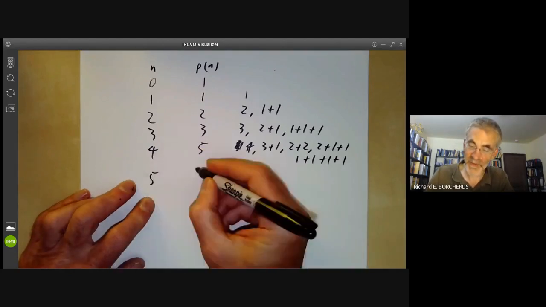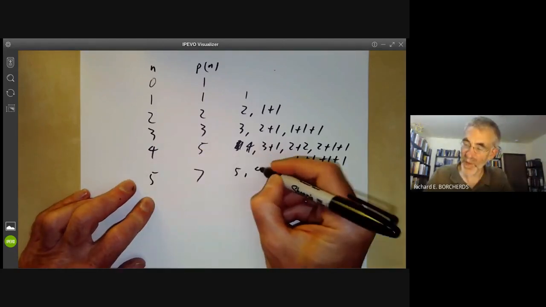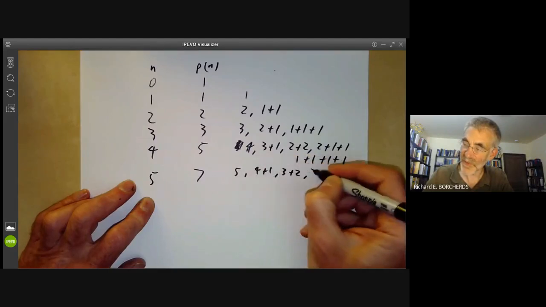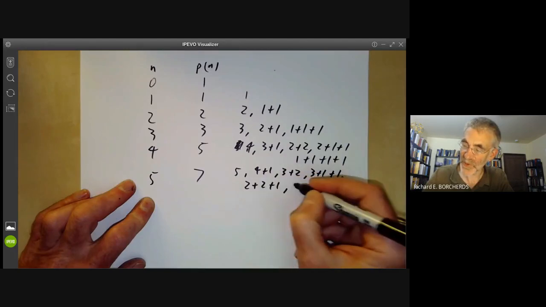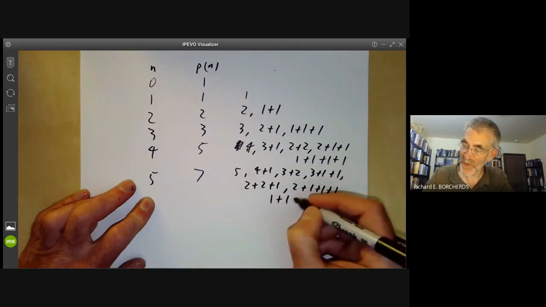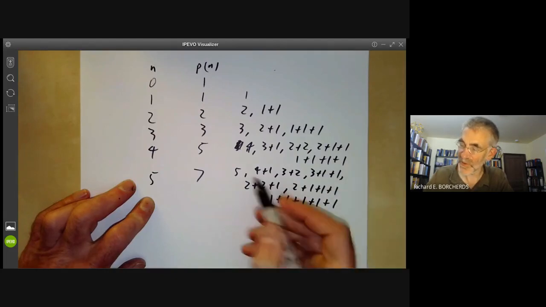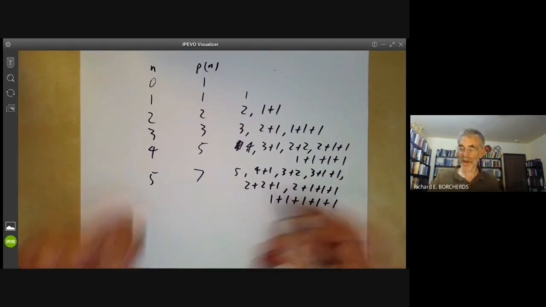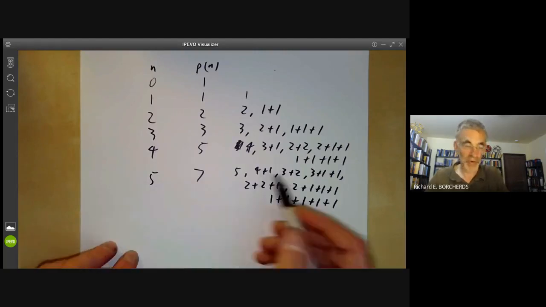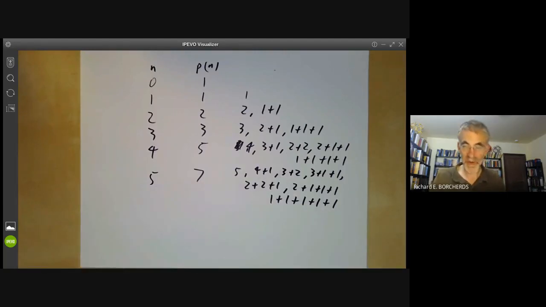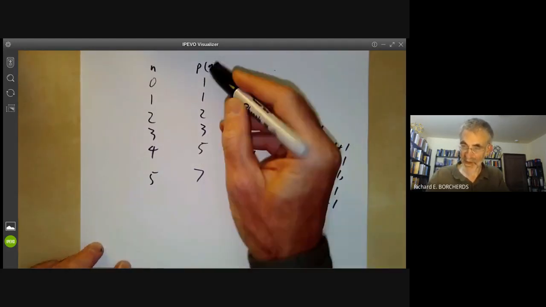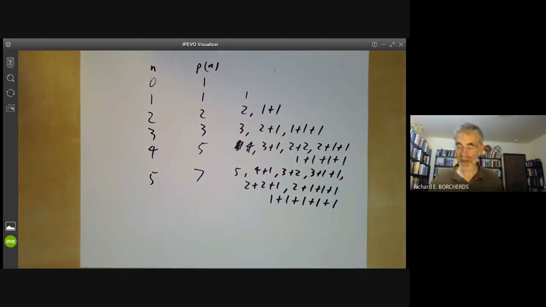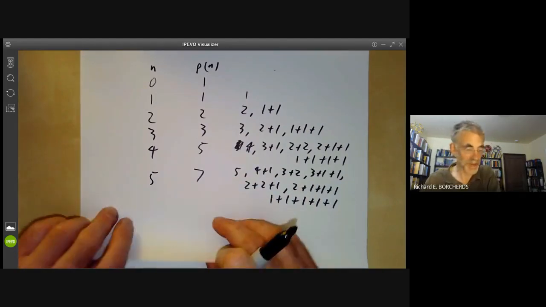For 5, we get 7, which is 5, 4 plus 1, 3 plus 2, 3 plus 1 plus 1, 2 plus 2 plus 1, 2 plus 1 plus 1 plus 1, 1 plus 1 plus 1 plus 1 plus 1. So 1, 1, 2, 3, 5, 7. It's obvious how this goes on, and it's getting a bit boring writing these out, so I'm not going to go any further. The number of partitions of an integer is a rather remarkable function that's heavily studied in number theory, but this is a group theory, not a number theory course, so I won't say much more about it.